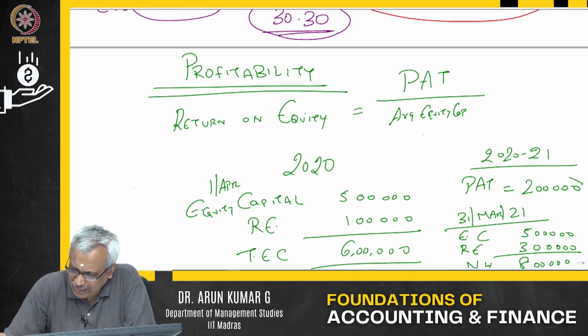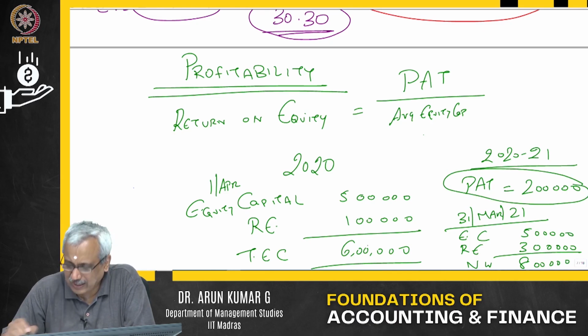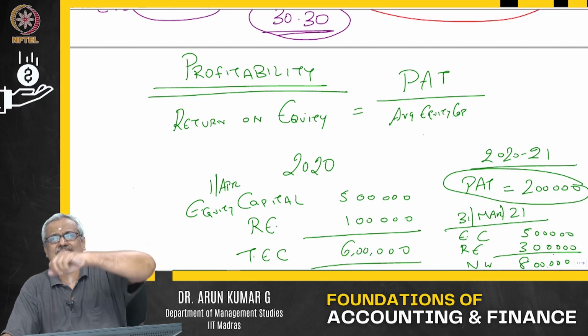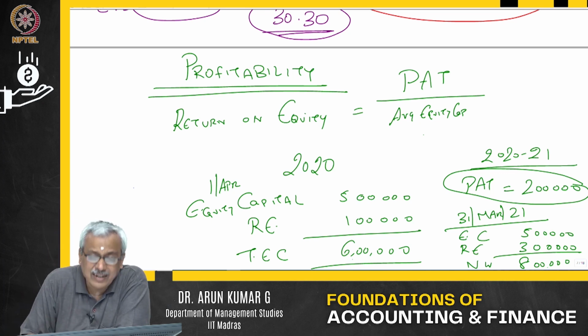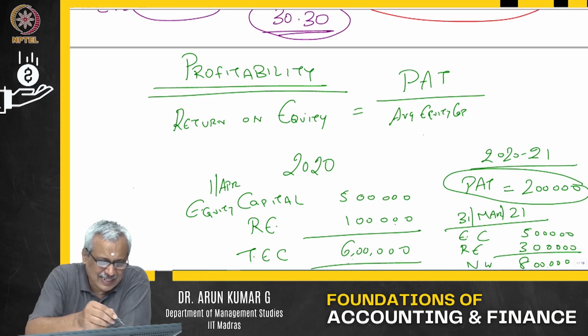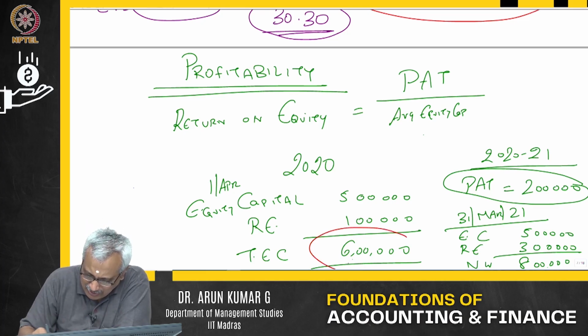So, this 2 lakhs of profit you have earned not on the 8 lakhs, because this 8 lakhs is the resultant figure at the end of the year. This 2 lakhs I have earned on the 6 lakhs, the initially invested capital.